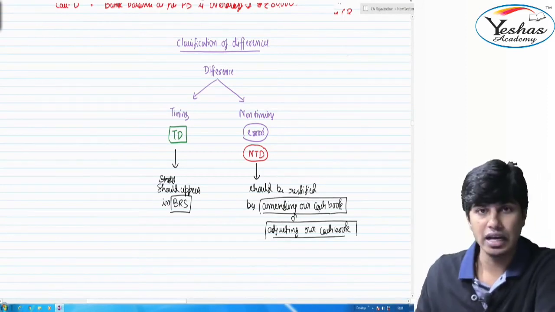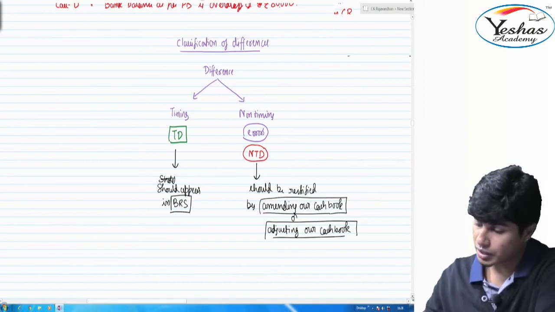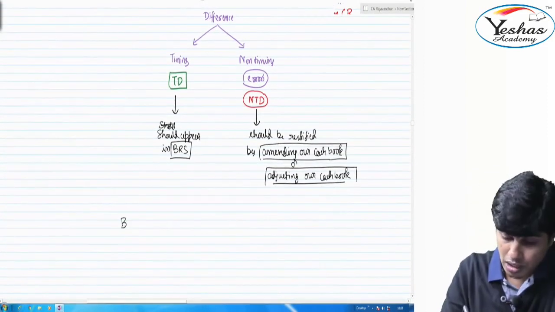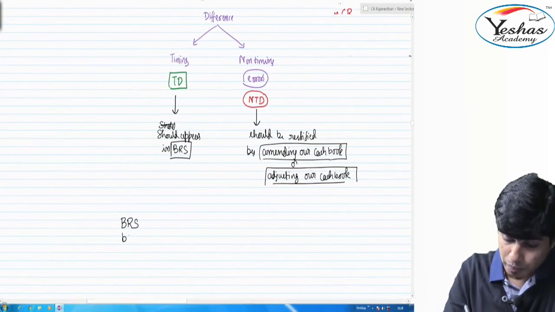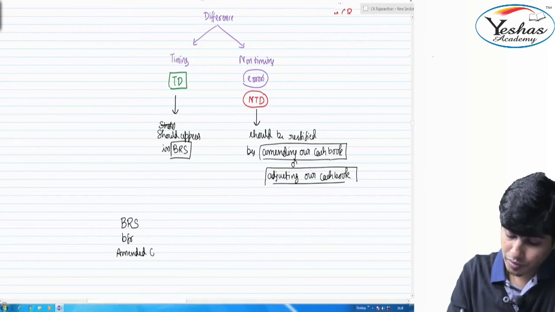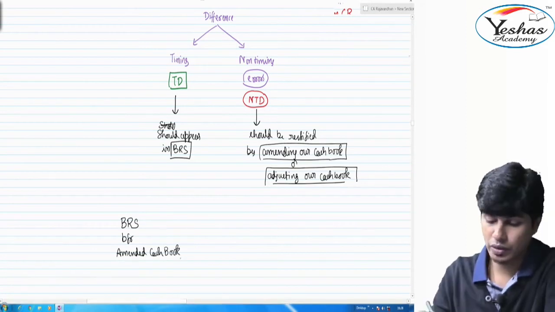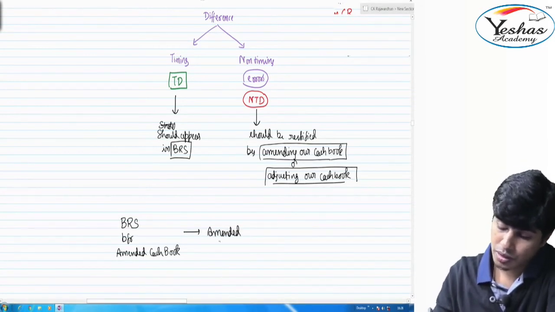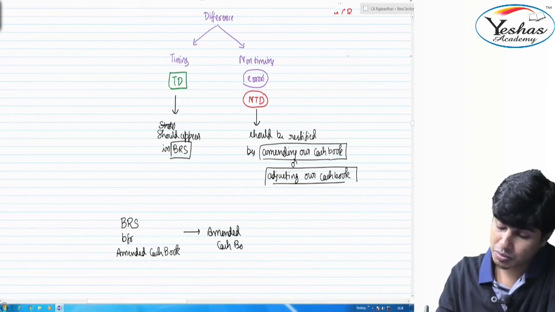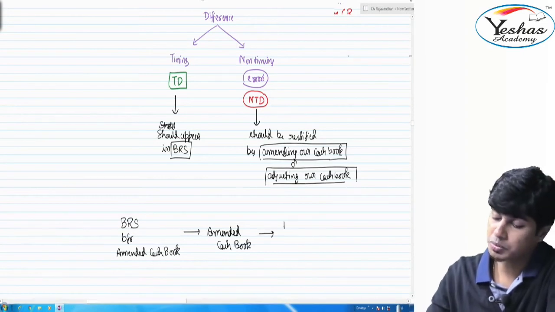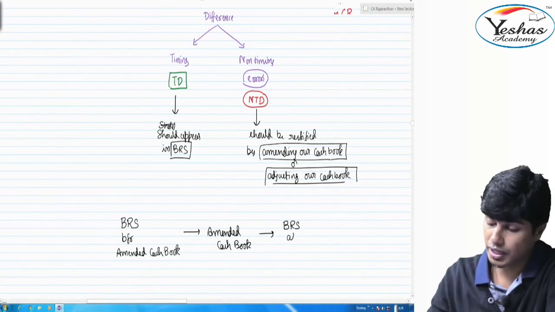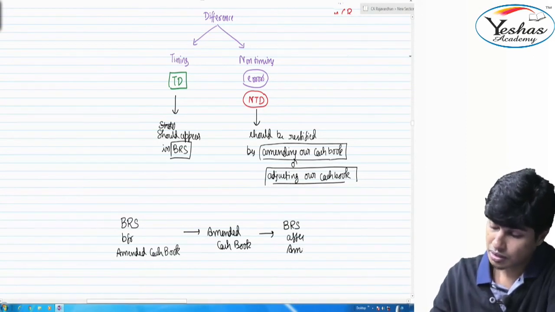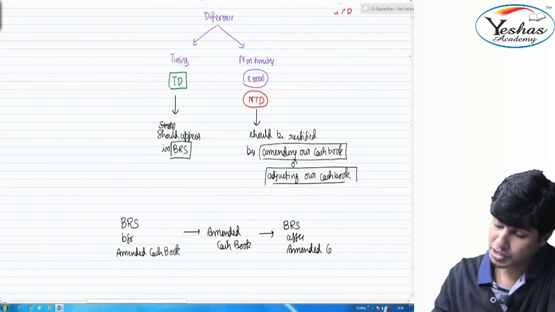You get that? So basically, till now what we did was BRS before amended cash book. This is what we were doing all this while. Now, after this, what do we do? We prepare the amended cash book. Once we prepare the amended cash book, after this we would have to prepare BRS after amended cash book.